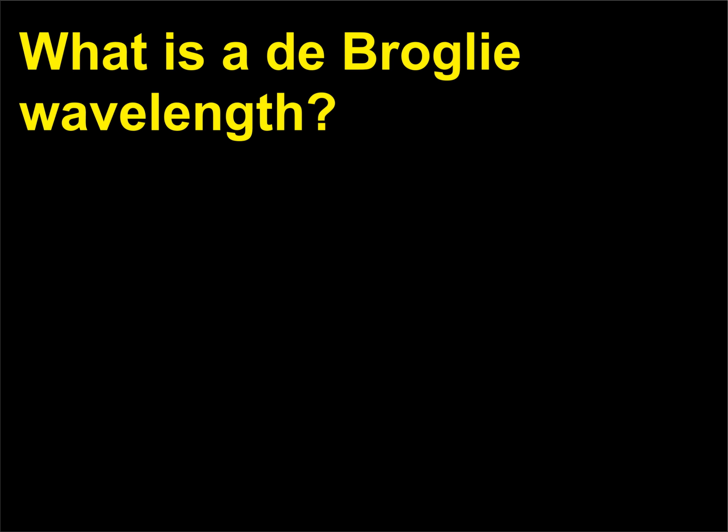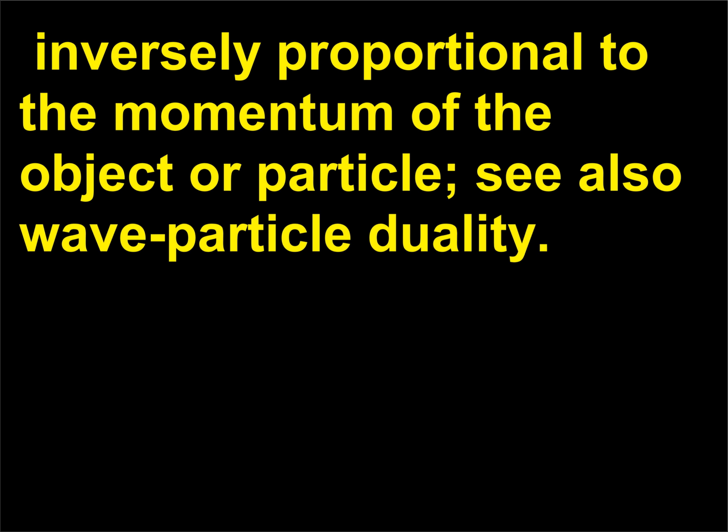What is a de Broglie wavelength? Also known as matter wavelength. Inversely proportional to the momentum of the object or particle, see also wave-particle duality.